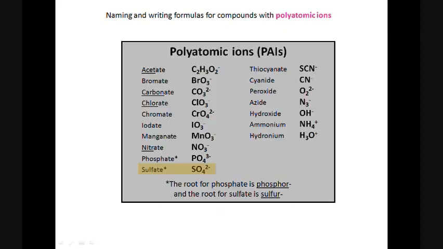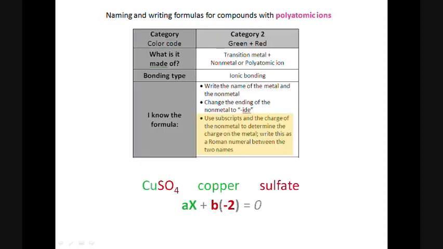Well, our polyatomic ion list showed us that sulfate has a charge of -2, so we can take that back to the equation and plug it in for Y. Now we need to get the subscripts for A and B. Well, in our formula, we can see that copper has a subscript of 1, but there's a problem with sulfate.